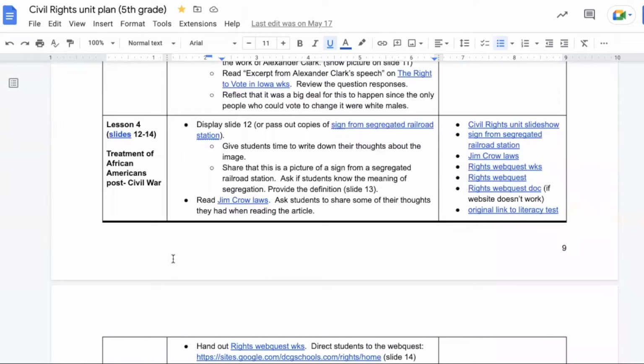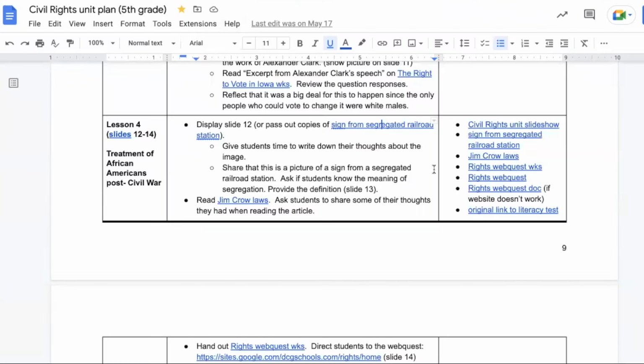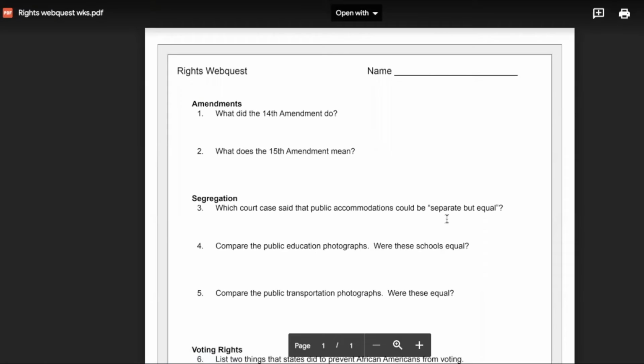Lesson 4 is the treatment of African Americans post-Civil War. Students begin by looking at this sign from a waiting room. This helps lead into the discussion of segregation and a review of Jim Crow laws prior to having students move to the Rights WebQuest activity.